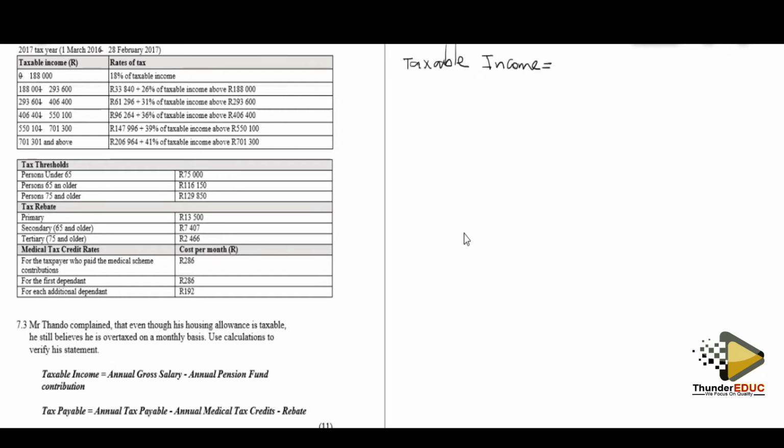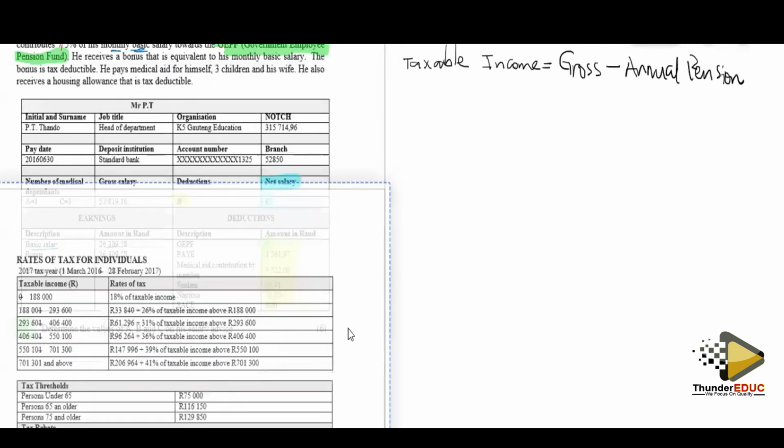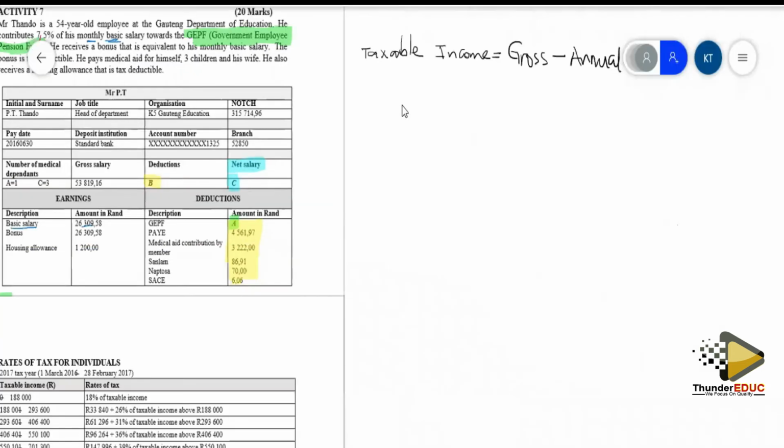Taxable income will equal his gross. They are telling us we shall follow the formula, I need to delete this a little bit. We shall follow the formula that says annual gross, but it's fine, I'll show you how we can do it. Annual gross minus annual pension. Number one, we are using his payslip. I believe you still remember his payslip here. His payslip has a certain value here, the basic.